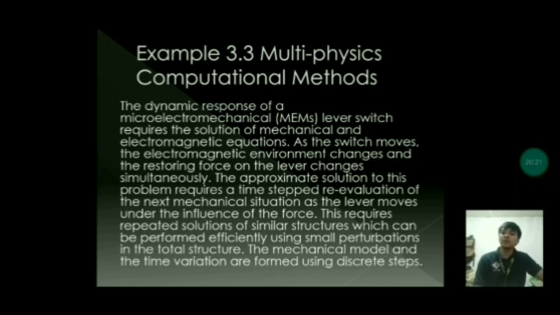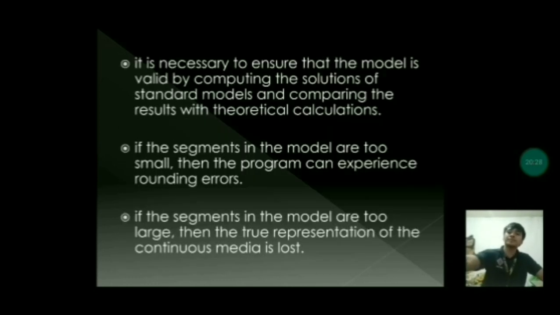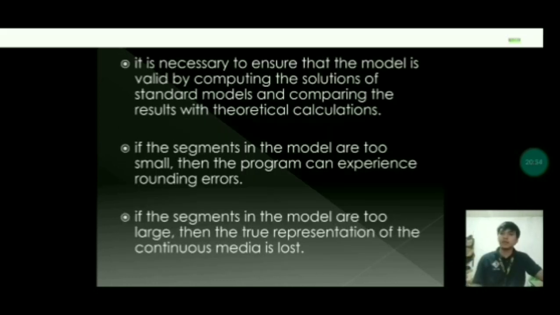The mechanical model and the time variation are formed using discrete steps. It is necessary to ensure that the model is valid by computing the solutions of standard models and comparing the results with theoretical calculations. So this can spot errors that are challenging to spot when looking at a model's image. Imperfect continuity between materials, boundaries, and materials qualities are frequent errors.